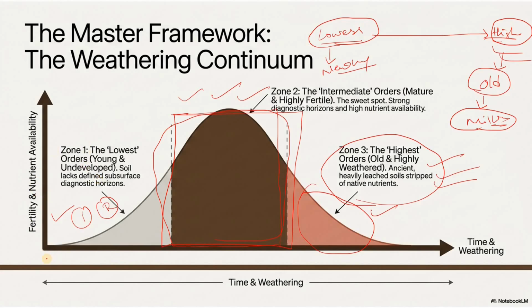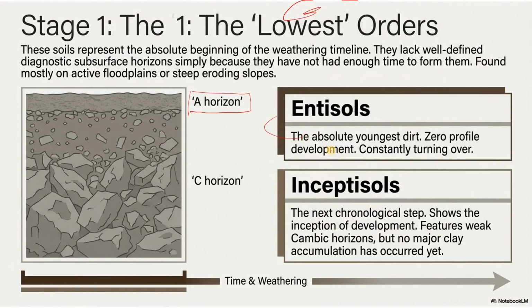So what we see here, when we go to the lowest order, the time and the weathering has been done efficiently in these highest order soils. And the fertility and availability of nutrition, now we discuss. Now let us go to the types of soil.